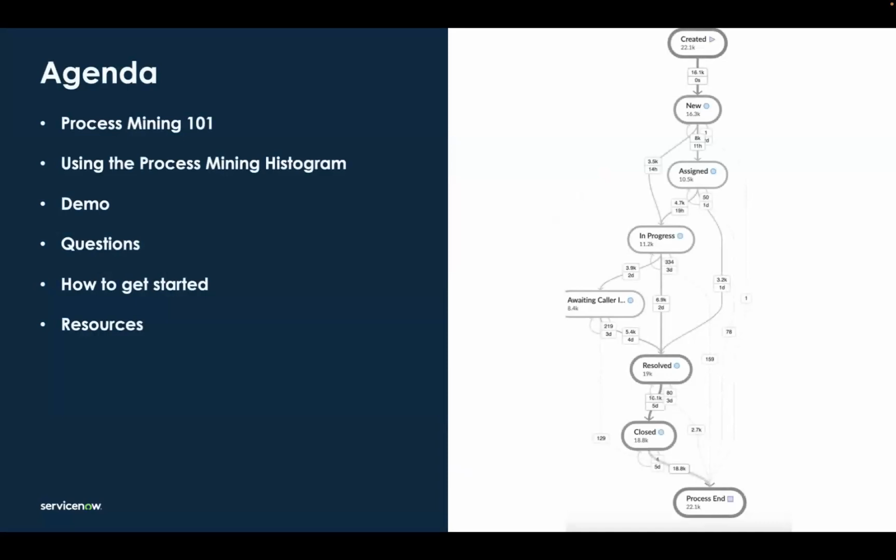What we'll do here today is a quick process mining 101 for the newcomers and the folks that are not really familiar with the solution. Then we'll dive into how we should be using the process mining histogram. We'll run through what it is, some common use cases, and then we'll jump over to the instance and demo a few of those use cases. We'll get your questions answered and then wrap up with how you get started if you haven't already started using process optimization, and some additional resources for you.